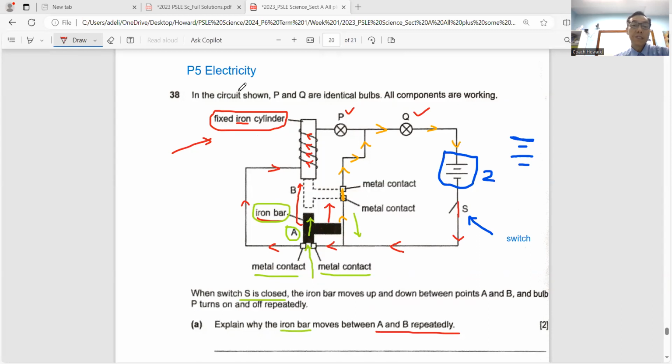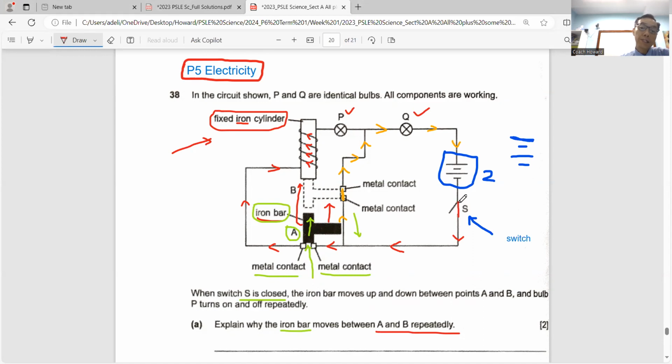Okay, this question is actually a P5 electricity question. And this circuit diagram can be complicated or can be simple, so you need to observe carefully. These are the extra annotations which I've added onto the diagram. First of all, you must notice there are two batteries connected in series, so you indicate by putting the number 2 here. And then this circuit switch S was open.